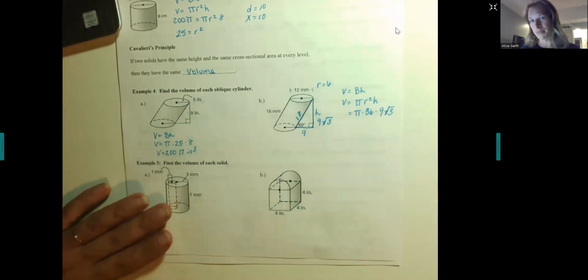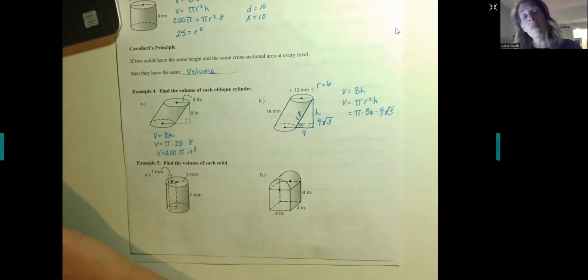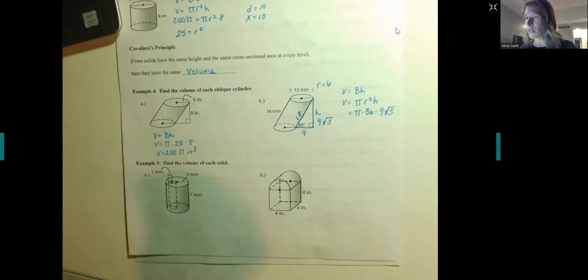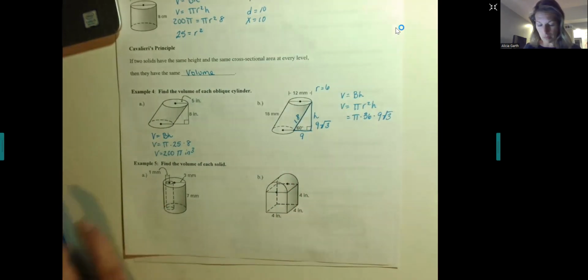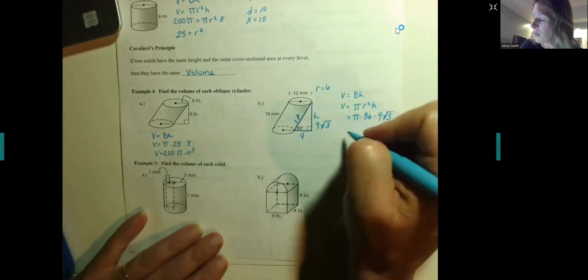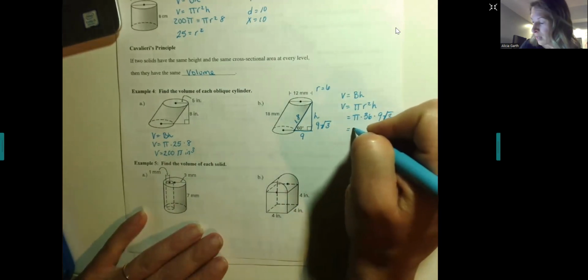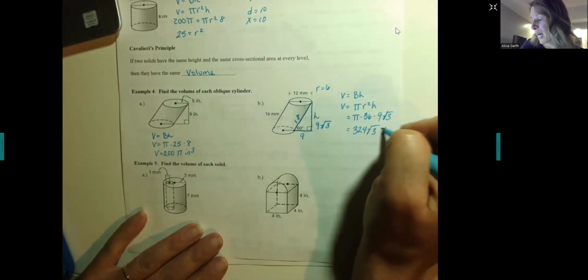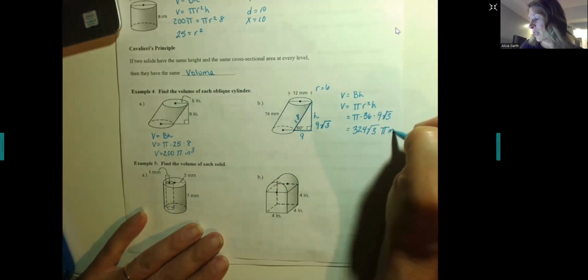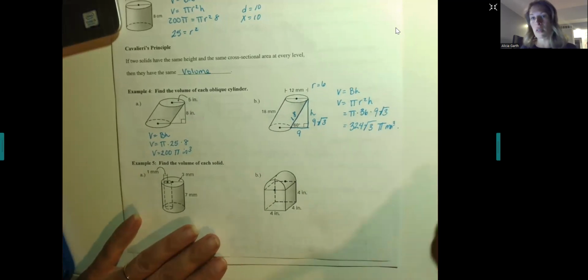roots of 3. Now remember, when we're working with square roots of 3, or square roots, you can only do something with a square root if it's being multiplied by a square root. Because it's not, we're just going to multiply 36 times 9 so that I get that my volume is 324 square roots 3 pi millimeters cubed. Sorry, I ran out of room.